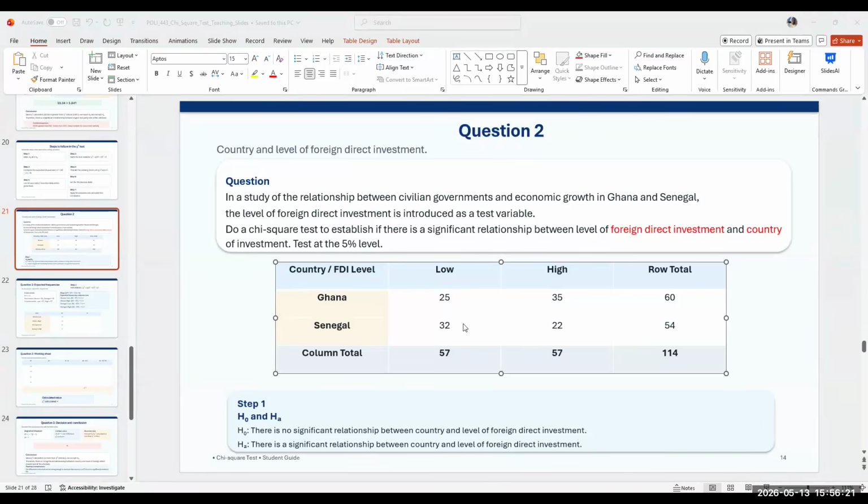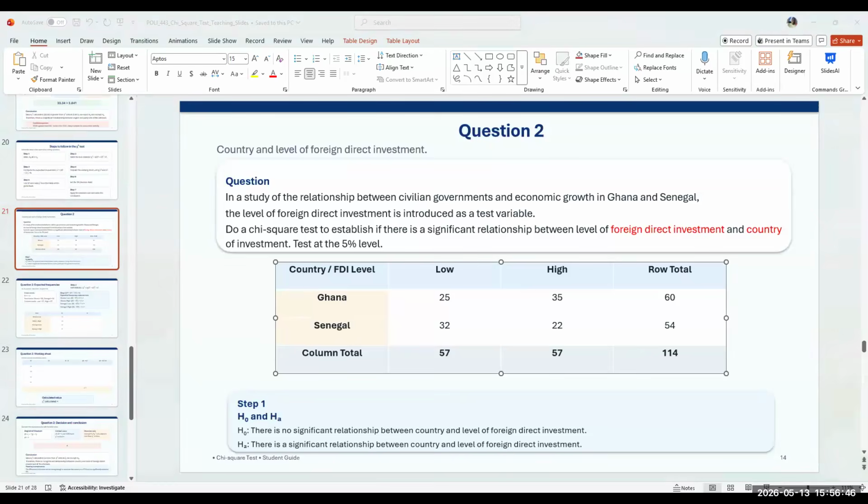Daniel Usu. What is the row total for 32? The row total for 32 is 54 and the column total is 57. Thank you very much.